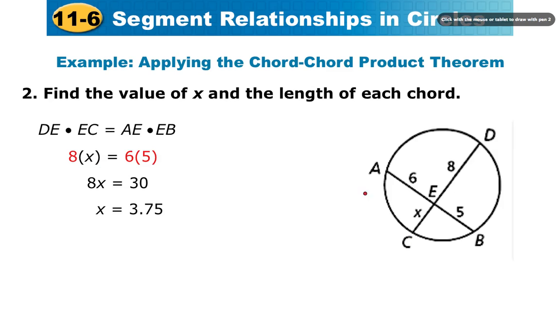Once you have x, you have to go back and find the length of each chord. AB is easy, we don't need the x, we get 11. And for CD, we do need the x, so we're going to add 8 and 3.75. And that's how we get 11.75.